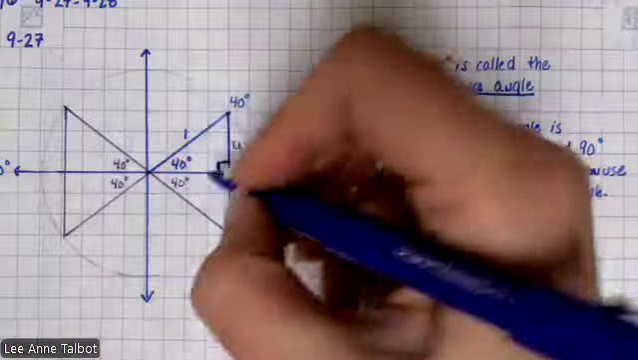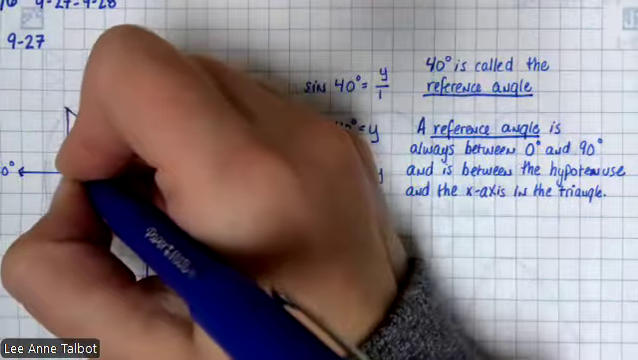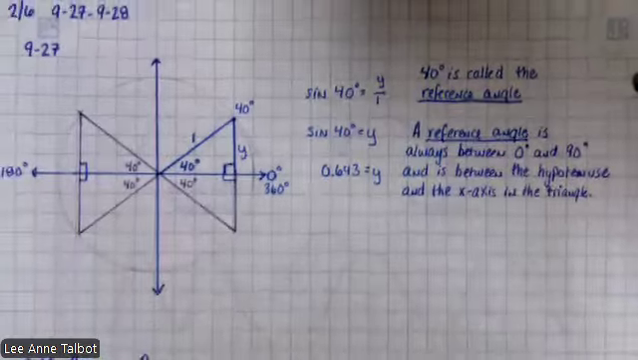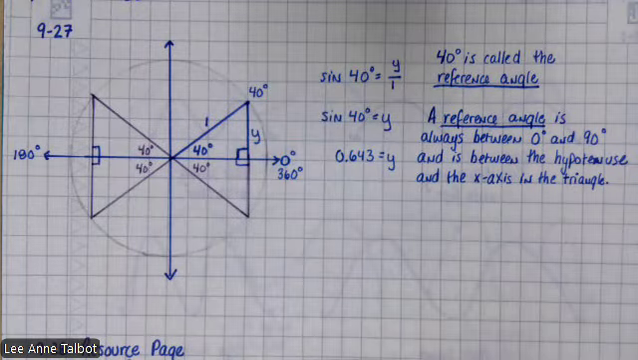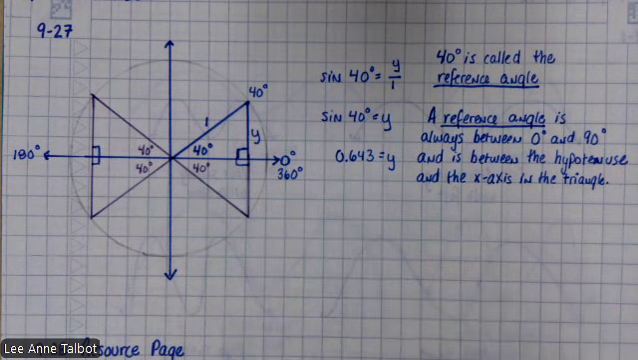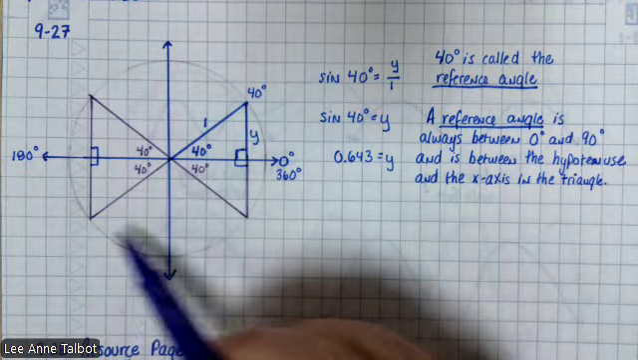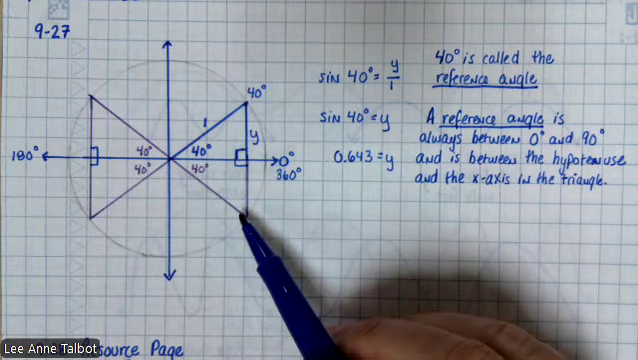And if you like, you can label all the 90s. Not required, but you can. Okay, the next thing I need to teach you, my next goal, is how to find the degrees of the three other angles that have a reference angle of 40. Okay, and what I mean by that is what's the degrees here? What's the degrees here? And what's the degrees here?